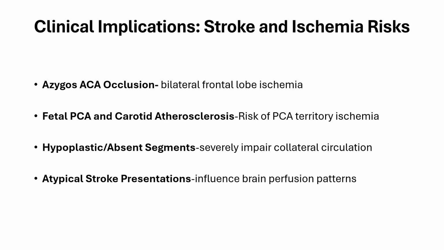Now the clinical implications of these variants in stroke and ischemia risk. An azygous ACA occlusion leads to bilateral frontal lobe ischemia, fetal PCA and carotid atherosclerosis lead to the risk of PCA territory ischemia, and hypoplastic or absent segments severely impair collateral circulation, and atypical stroke presentation influences brain perfusion patterns.